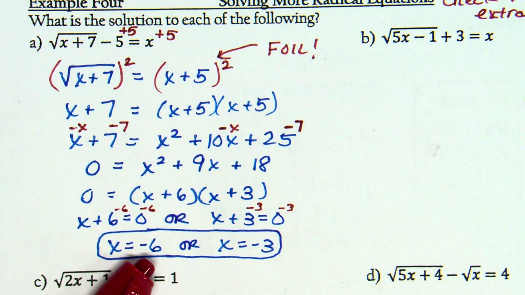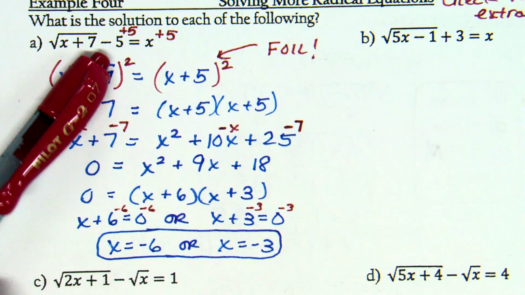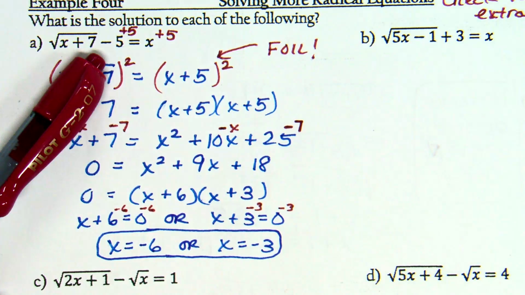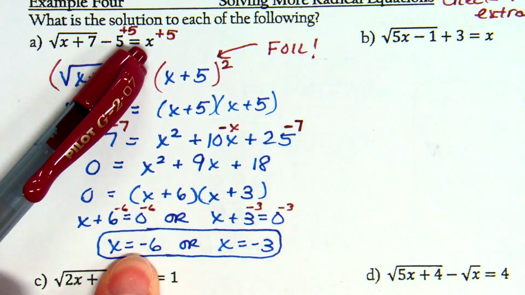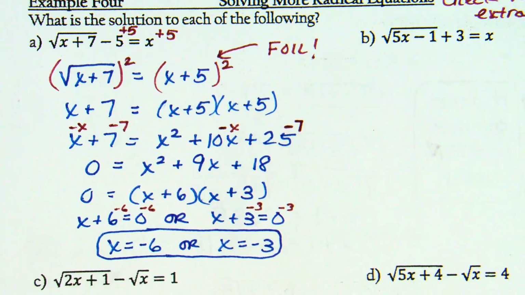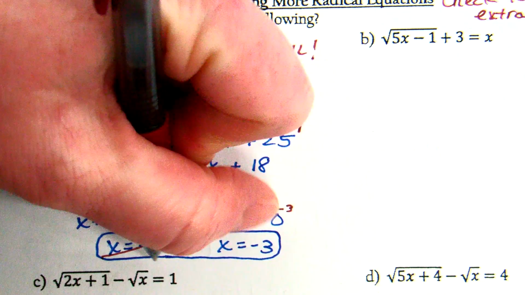Plug it into the original equation before you squared anything. So if I put in negative 6, negative 6 plus 7 is? 1. Square root of 1 is 1. 1 minus 5? Negative 4. Equals x. What's x? Negative 6. Does negative 4 equal negative 6? No. Okay. Negative 6 is an extraneous solution.